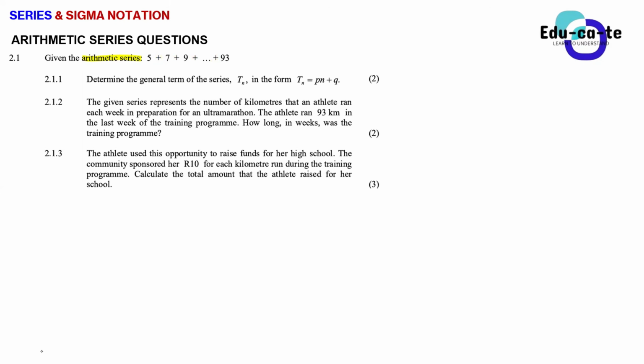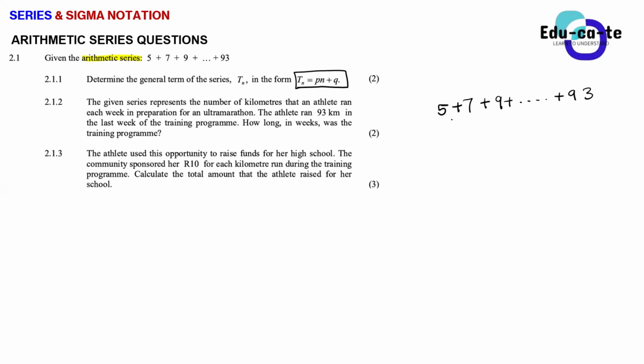So if we get here, we have got 5 plus 7 plus 9, and then you continue until plus 93. Now 2.1.1 says, determine the general term of the series Tn in the form of Tn is equals to Pn plus Q. So we are given a series and then they want the general term. Is it going to be difficult to find, guys, the general term? No, sir.